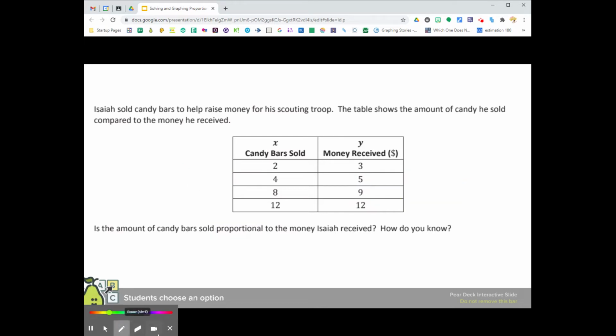Another thing you could do is go back to that constant of proportionality, which we talked about a couple of weeks ago. And the constant of proportionality is just taking your X value and dividing it by your Y value. So if we take 2 and divide it by 3, we get 0.6 repeated. If we take 4 divided by 5, we get 0.8. And already you can tell they're not proportional because if their constant of proportionality is different, they're not proportional. So that's another way that you can tell.